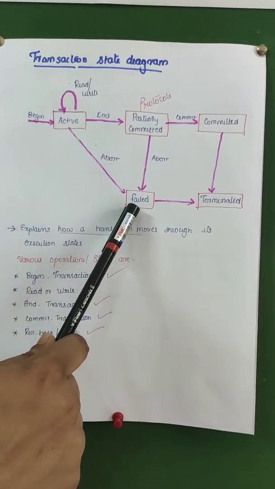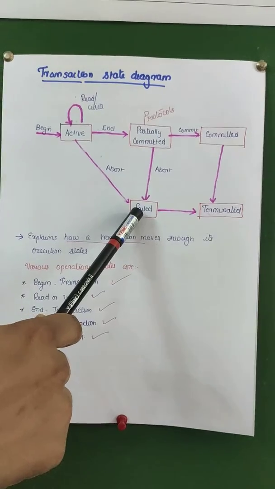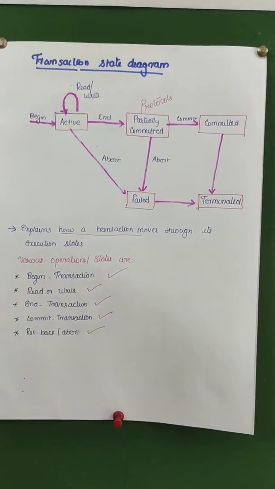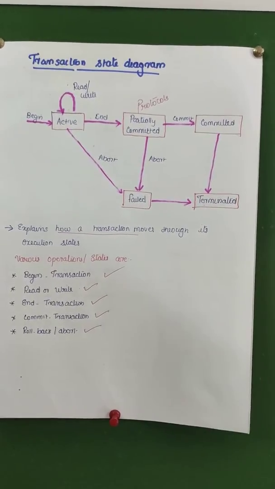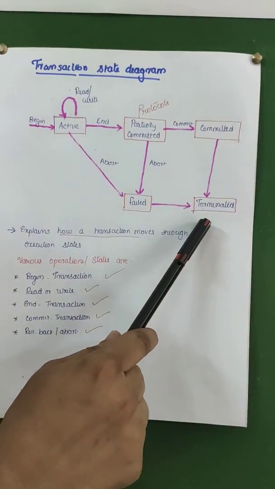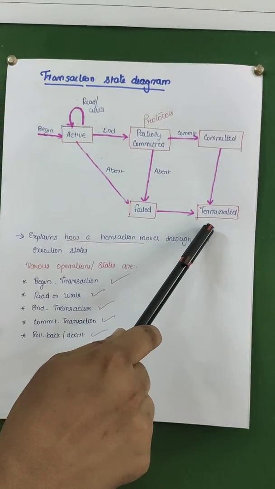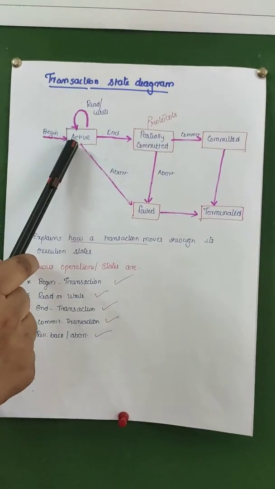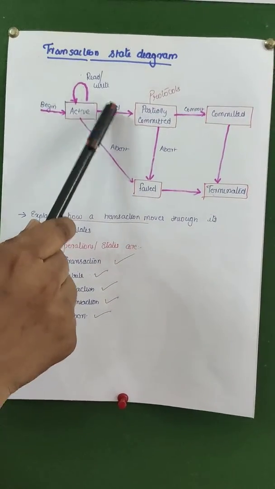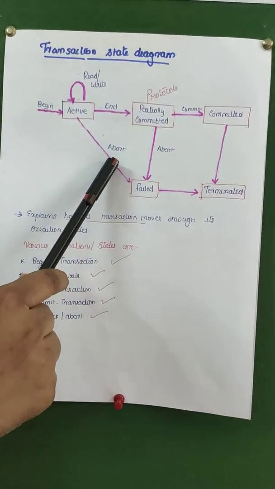A transaction in the failed state may have to be rolled back. It may be restarted later, automatically or by being resubmitted by the user as a new transaction. The terminated state corresponds to the transaction leaving the system with a successful transaction. In the active state, there are two possibilities, end or abort. End means the read or write operation is successful. Otherwise, we call it an abort.